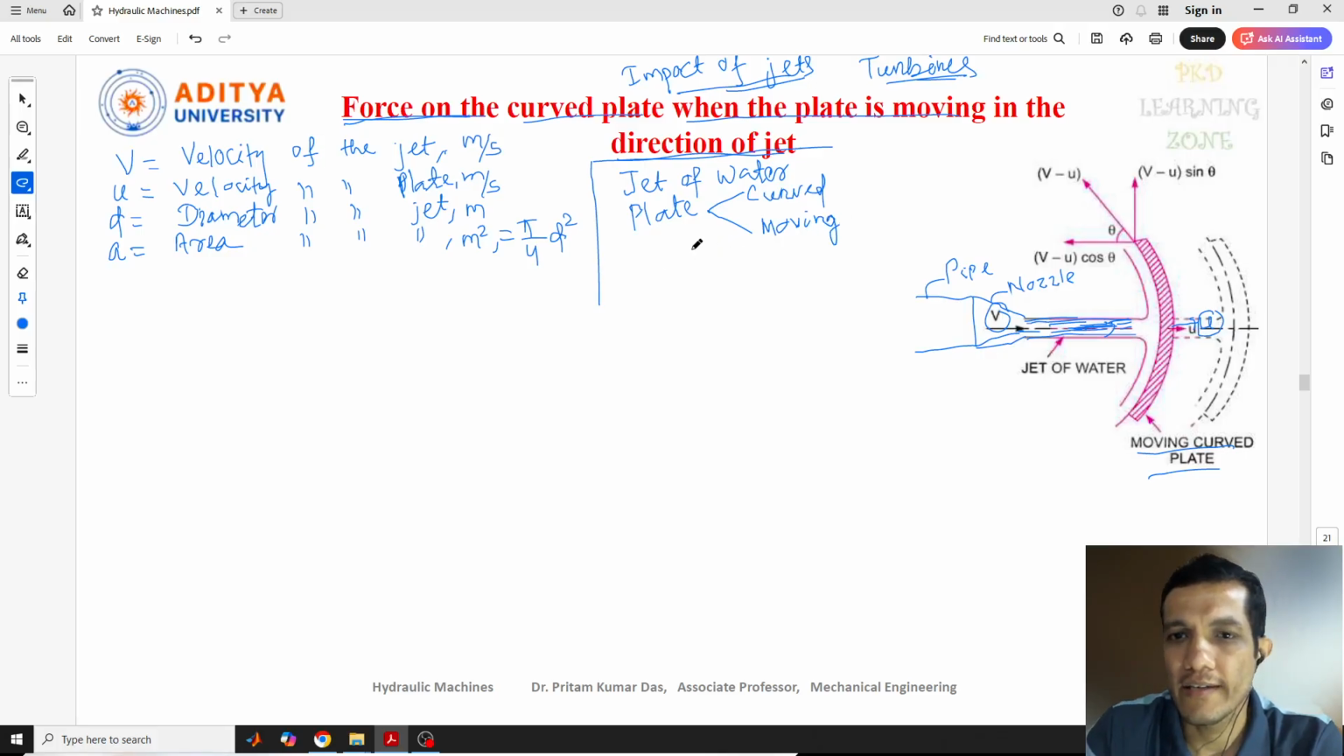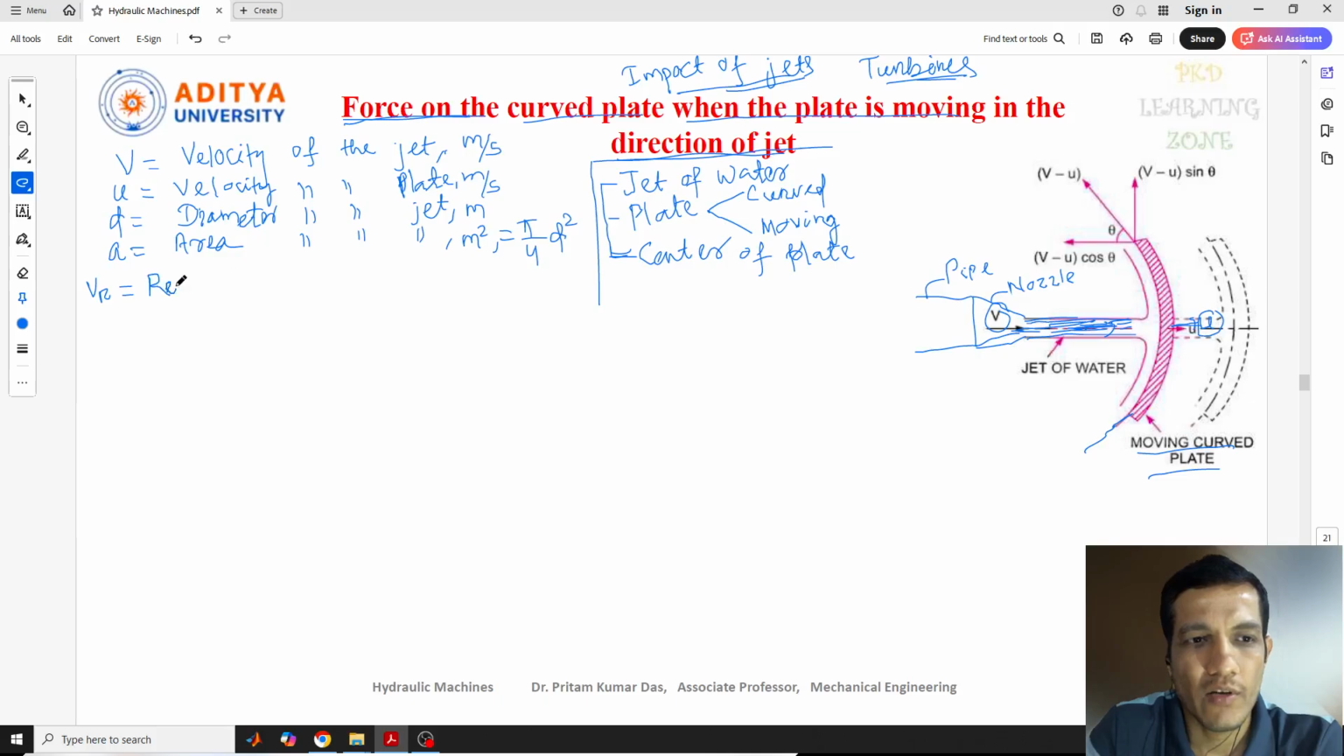Another thing is where the jet is striking, because the jet of water can strike at the center of the curved plate, at one end of the curved plate, or at another end, when the plate is symmetrical or unsymmetrical. The condition here is that the jet is striking at the center of the plate. Now we can see we have the velocity v as the impact velocity of the jet, and u is the velocity of the plate. So here we need to consider a term called relative velocity.